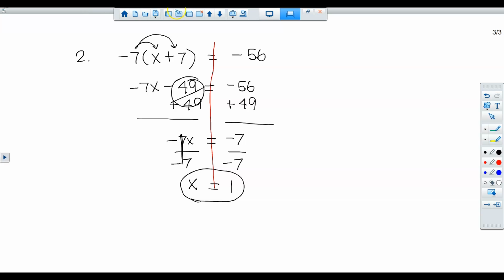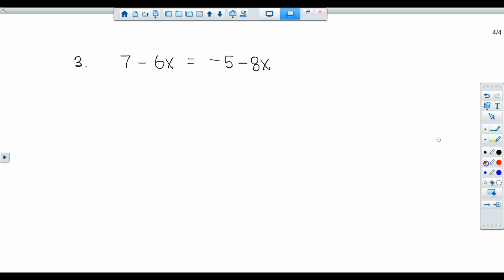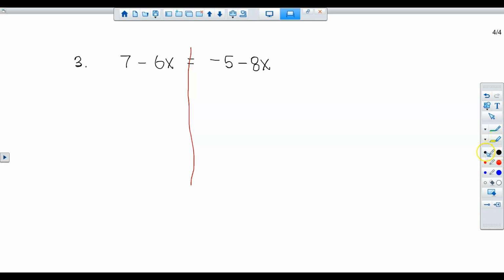All right, here comes problem 3. For problem 3, we are going to solve 7 minus 6x is equal to negative 5 minus 8x. Once again, I will draw my line through my equal sign, not very straight. And now I'll give you a moment to pause the video and give this problem a try before you watch the explanation.